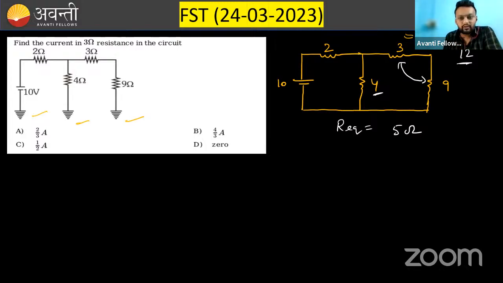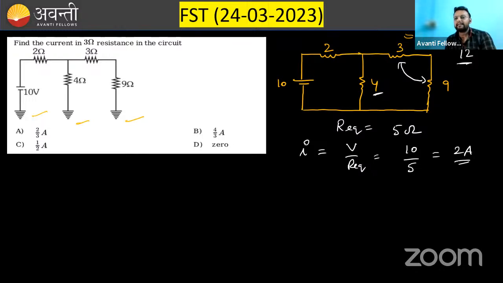If you got the R equivalent, okay, someone says understood, very good, Divya. So R equivalent is 5 ohm. So the current supplied will be V by R equivalent. So that will be 10 by 5, that is 2 ampere. That means in this circuit, the battery has supplied 2 ampere current.